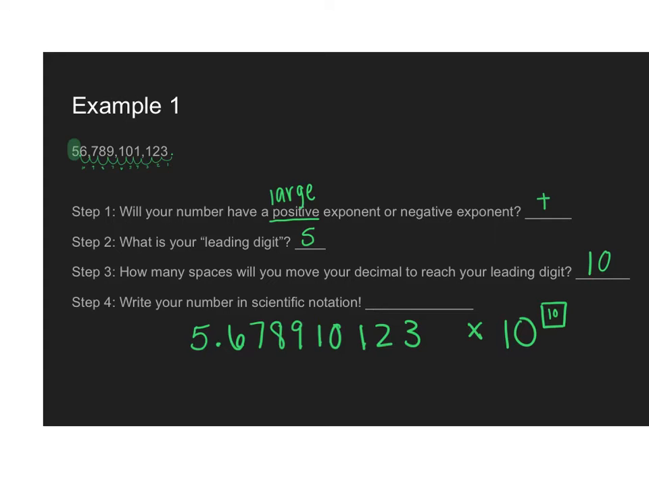If we were working with a really small number, we would move the decimal to the right, and we would make our exponent negative. But this is what we're going to do. I'm going to go through a bunch of examples. That's pretty much the process for writing numbers in scientific notation. The purpose of doing this is that it's a lot easier to work with 5.6789, whatever, than it is to work with 56 billion. Okay, let's go ahead and move on.